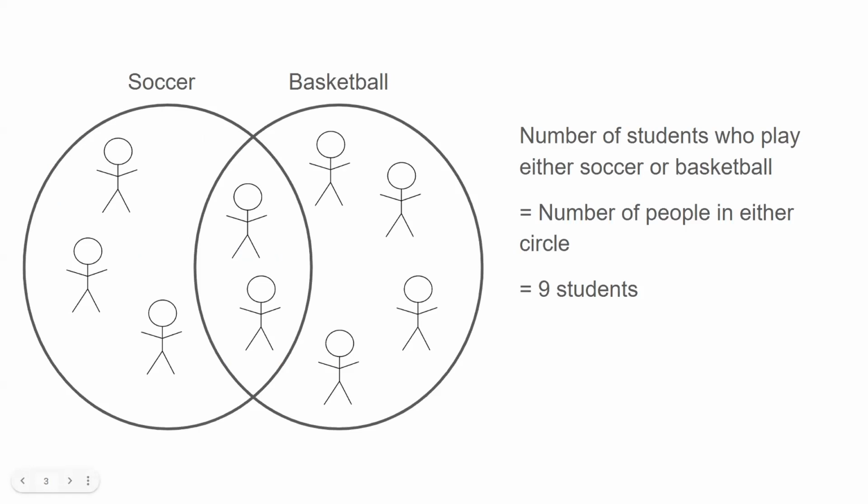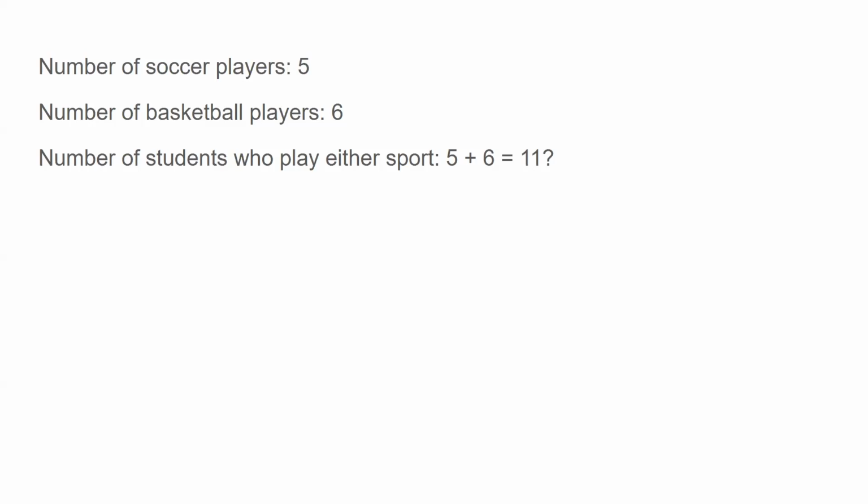There are a few ways to solve this problem. We could use a Venn diagram like the one on the left. Looking at the diagram, all we have to do is count the number of people that are in either circle, for a total of 9 students who play either soccer or basketball. But let's see if we can solve the problem without a diagram. There are 5 soccer players and 6 basketball players, so we can just add 5 plus 6 to get our answer. But wait, 5 plus 6 is 11, which is more than our previous answer of 9.